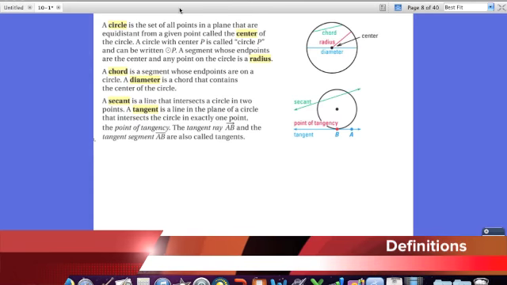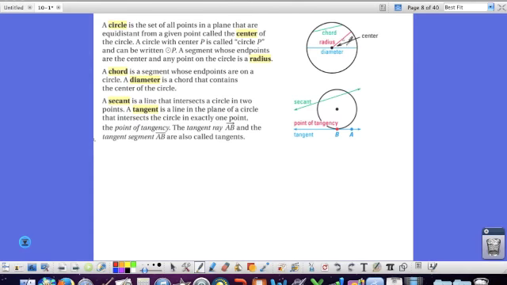A circle is a set of all points in a plane that are equidistant from a given point, which is called the center of the circle. A circle with center P is called circle P, and it can be written as a circle with a dot in the middle, P. A segment whose endpoints are the center and any point on the circle is the radius. You know that. A chord is a segment whose endpoints are on a circle. A diameter is a special chord that goes through the center of the circle. You're familiar with radius and diameter.